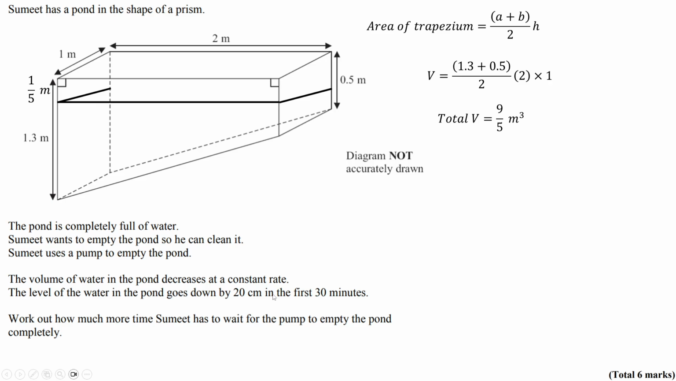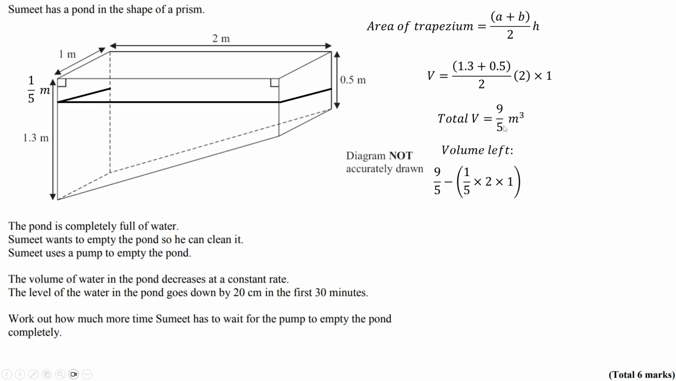Now the problem with this is that it's just in centimeters or meters. It's not in unit volume, so it's not in meters cubed or centimeters cubed, and that doesn't help us. So we need to convert it into meters cubed. We can do that very easily by saying this is 0.2, or 1/5, multiplied by 2 multiplied by 1. That's the total volume that's already been displaced. So 0.2 times 2 times 1.